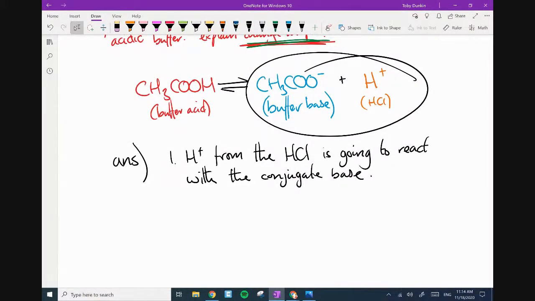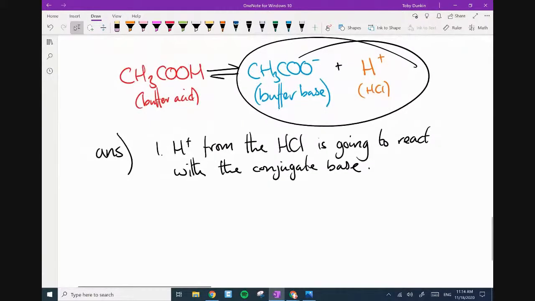If that's the case, what's the point in adding the ethanoic acid as well to resist pH on the addition of base? Yes, correct. Well done, Dat. So that's step number one. The H plus from the HCl is going to react with the conjugate base. Now, what's going to happen is that H plus is therefore going to be removed.